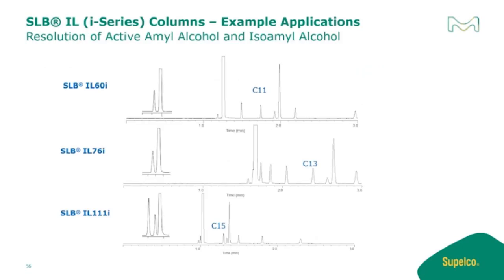Again, to compare the selectivity of the three ionic liquid columns, the 60I, the 76I, and the 111I, I just shot the active and isoamyl alcohol relative to some alkane markers. And you can see, again, the effect of selectivity as we go from the SLB-IL60, where the alcohols elute after C11, to the 76I, where the alcohols now elute, very good peak shape, after C13. And then with the more polar phase, the SLB-IL111, we now have the alcohols eluting after the C-alkane. So greater retention of these alcohols as you become more polar in the stationary phase relative to the alkanes.